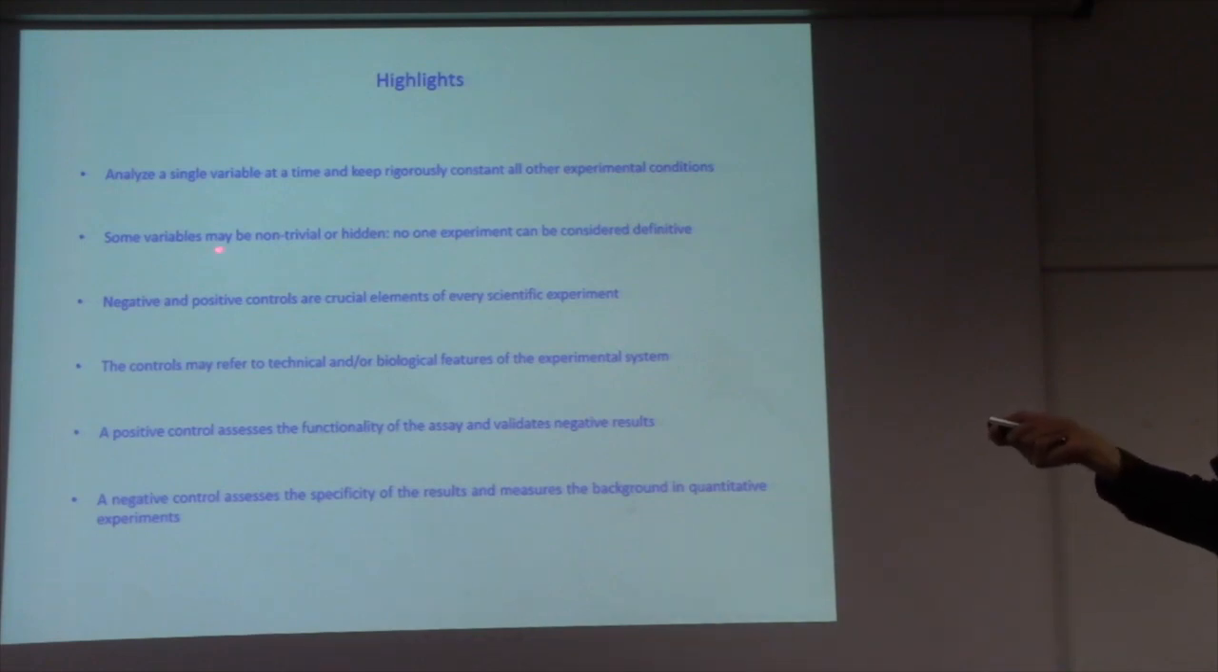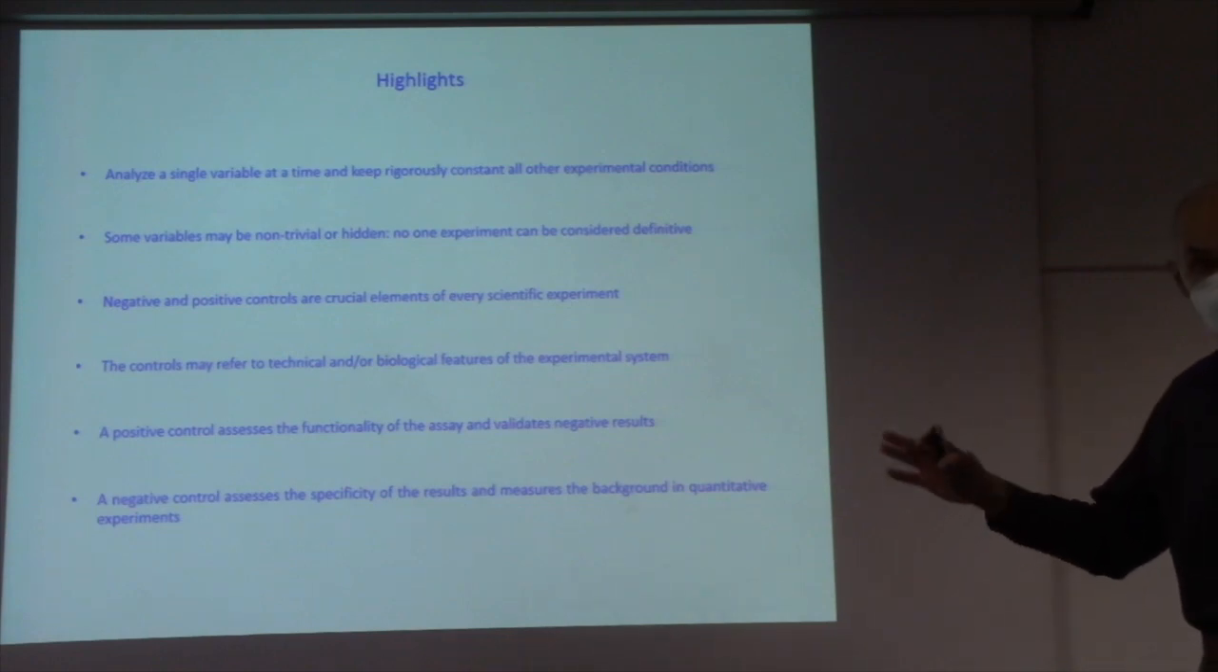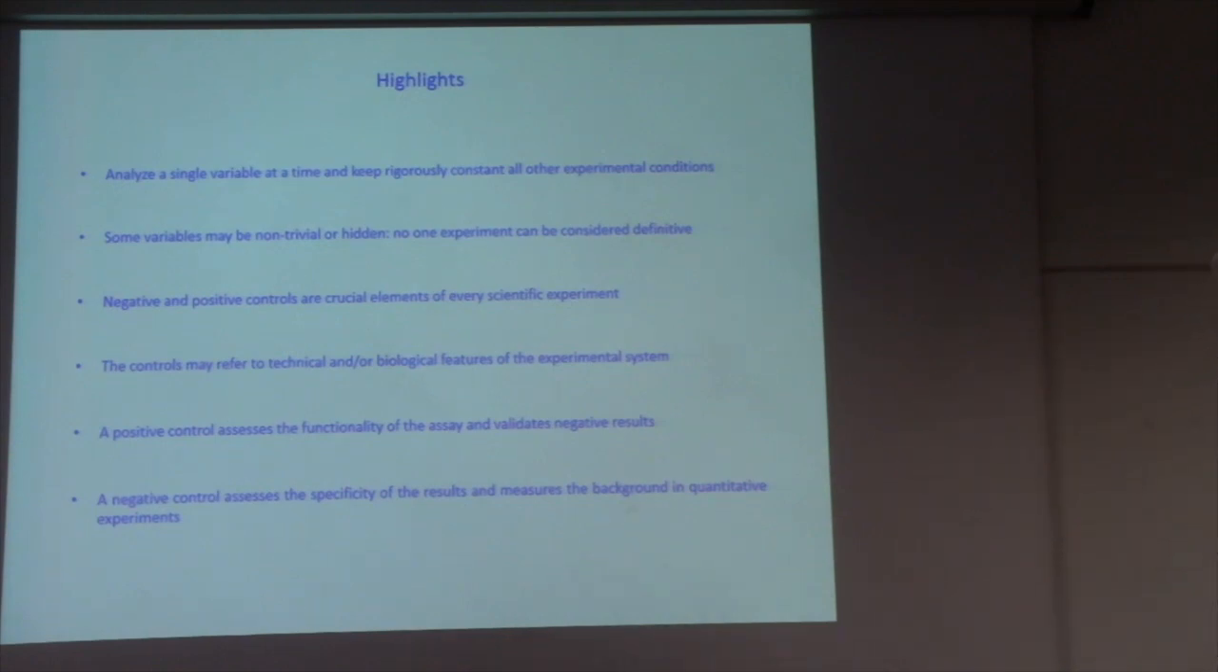Some variables may be non-trivial or hidden. Remember the sex of the experimenter. Very, very non-obvious. No one experiment can be considered definitive, for practical, not logical reasons. Negative and positive controls are crucial elements of every scientific experiment. Never forget this.